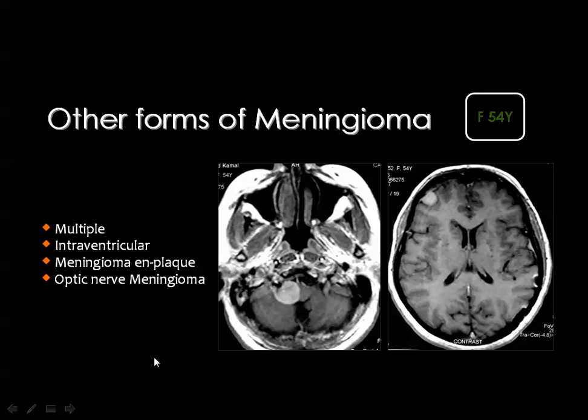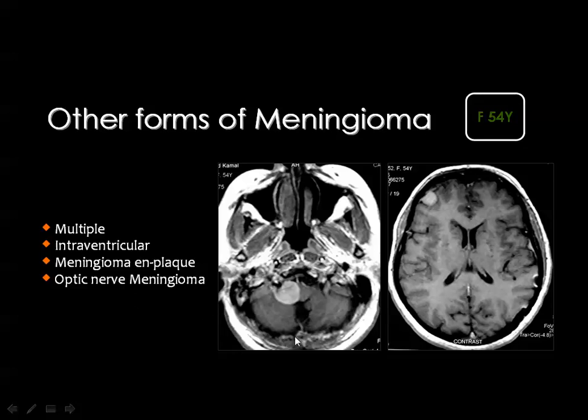Then meningioma can be multiple, can occur inside the ventricle, can occur inside the bone, intraosseous meningioma or meningioma en bloc, and you remember that meningioma occur in the optic nerve. It arises from the meningeal covering of the optic nerve.